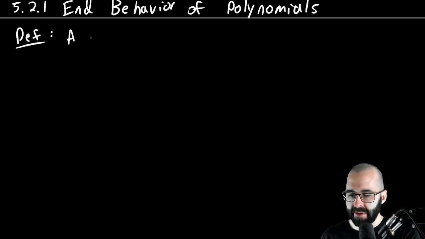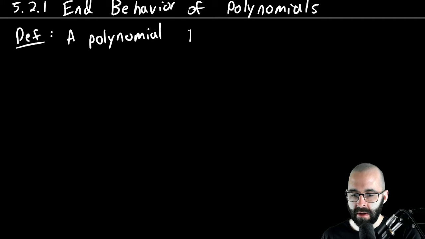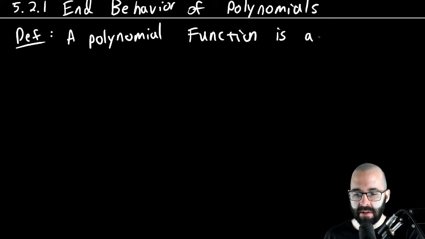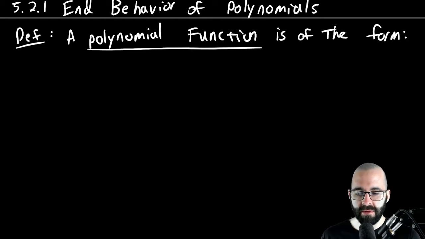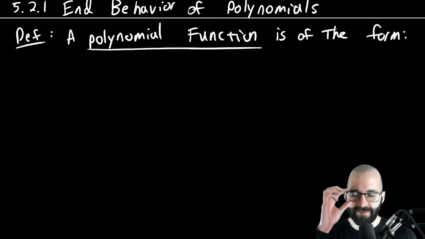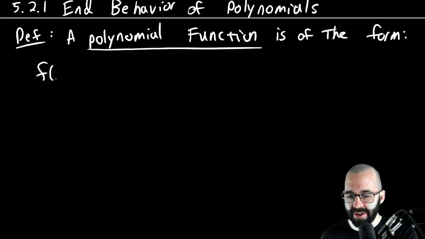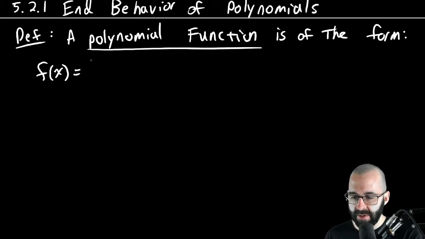A polynomial function is a function of the form, this is our definition, polynomial function, but why is there a capital F? Oh well, capital F in the function for extra fun. It's a polynomial function if it looks like this, okay?